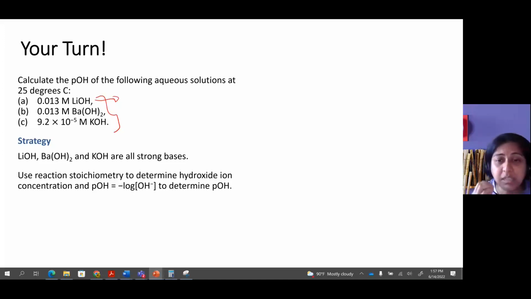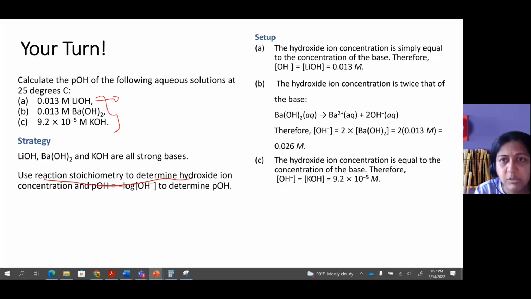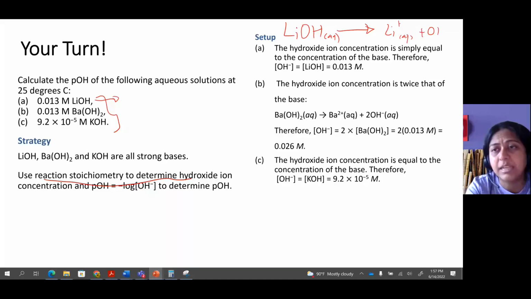Then we need the reaction stoichiometry to determine the hydroxide concentration. Lithium hydroxide completely ionizes to lithium ions and hydroxide ions. So it is 1 to 1. The stoichiometry equals 1 to 1. Therefore, the hydroxide ion concentration equals the lithium hydroxide concentration.